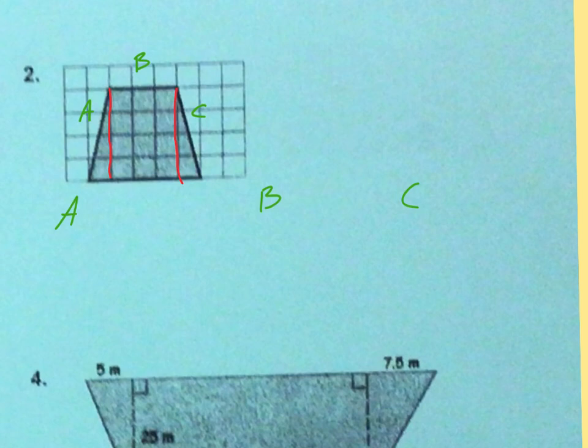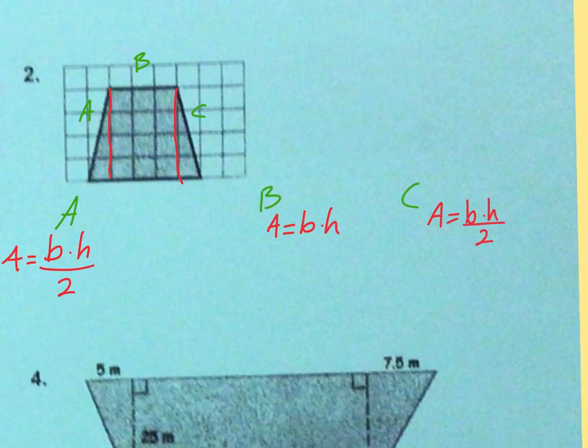So let's do that. A is a triangle, so we're going to be using base times height divided by 2. B is a rectangle, so we're going to be using area equals base times height. And C is also a triangle, so we're going to be using area equals base times height divided by 2. All right, time to go to work now. Okay, so A, we actually have to go up here and count. It's 1 across and 1, 2, 3.